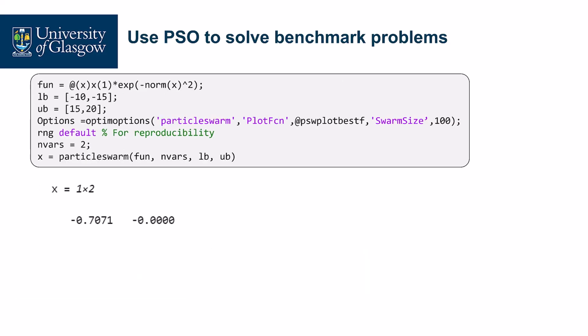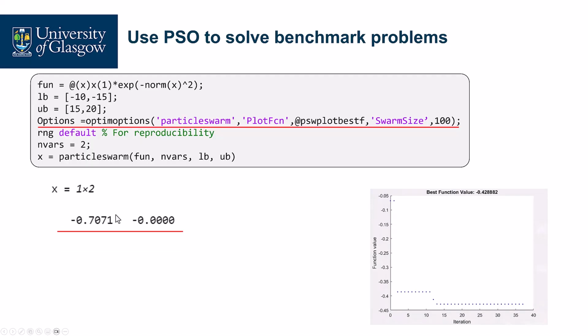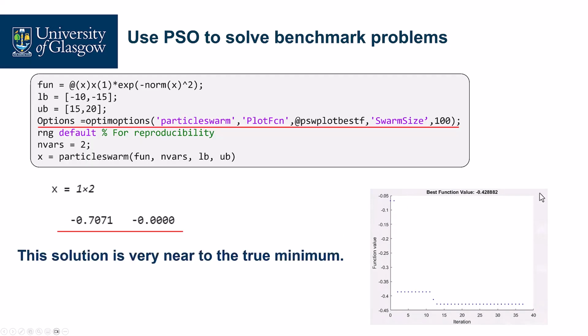Then we can find out the third implementation. So what am I doing? I put optimization options to set for this algorithm the plot function. This means the convergence curve will be plotted. I also set the swarm size to be 100, right? After this implementation, the result is very good, very near to the global minimum solution, and the convergence curve is plotted here. So we can see here, right? The best function value is also very near to the global minimum.